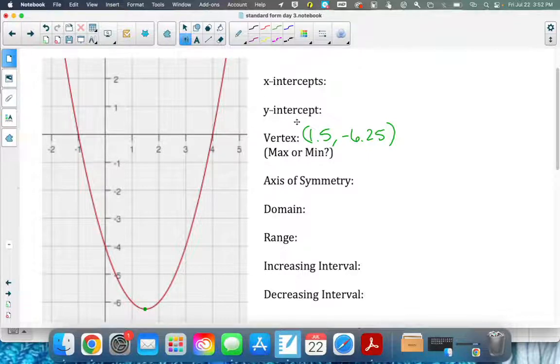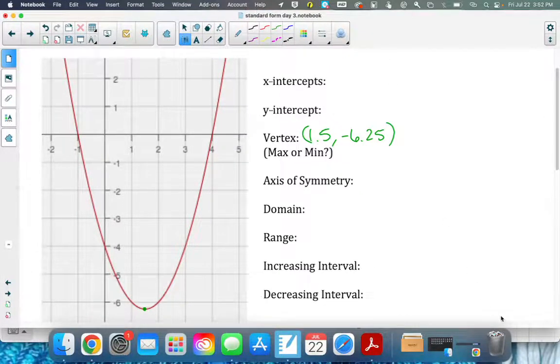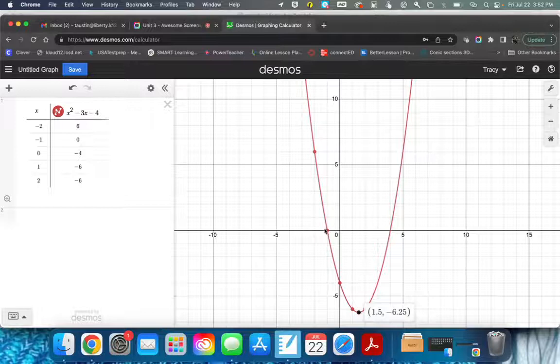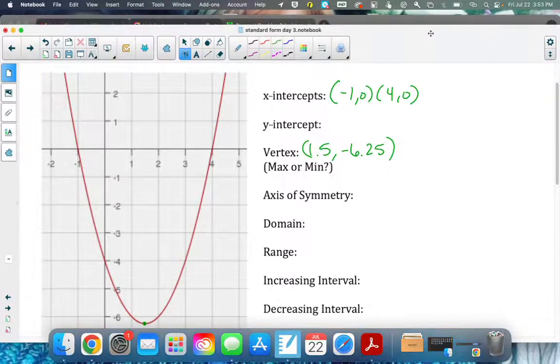Okay, so X-intercepts and Y-intercept. Go back to your Desmos. My X-intercepts are on the X-axis, so that's here and here. On the X-axis, all you have to do is tap on the axis and it will come up. So -1, 0, and 4, 0. And then your Y-intercept is where you are on the Y-axis.